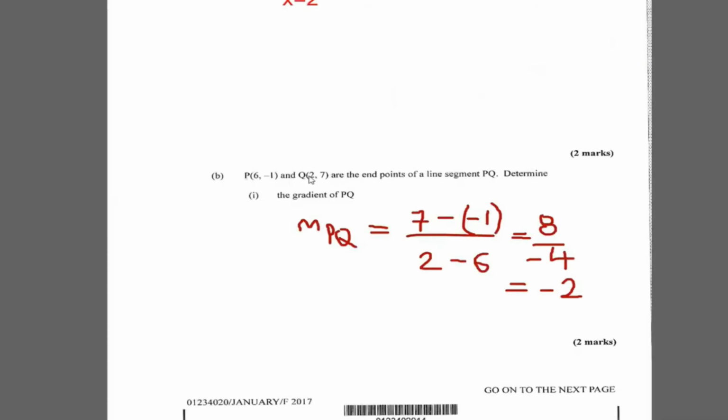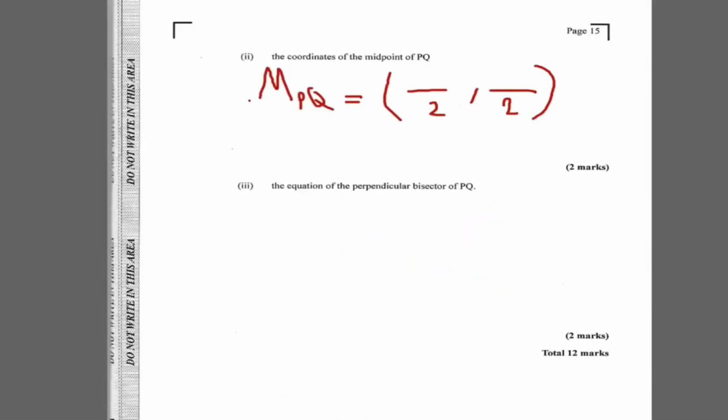x1 is 6 and x2 is 2. So it is x1 plus x2 over 2, which is 6 plus 2 over 2. And then you have y1, which is -1, plus y2, which is 7, over 2. So I'll work it out. The midpoint is 6 plus 2 is 8, 8 over 2 is 4. So it's 4, comma, -1 plus 7 is 6, 6 over 2 is 3. So that's 4, 3. That is the coordinates of the midpoint of PQ.